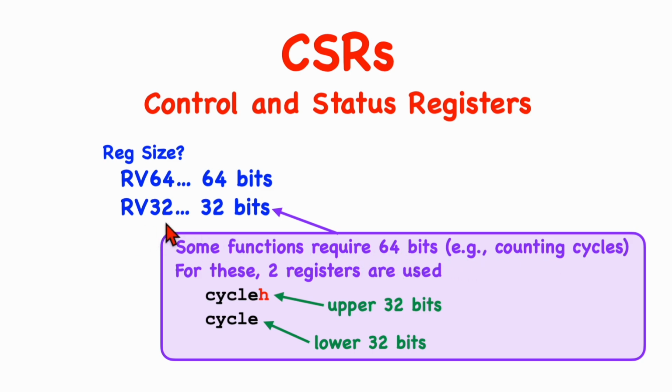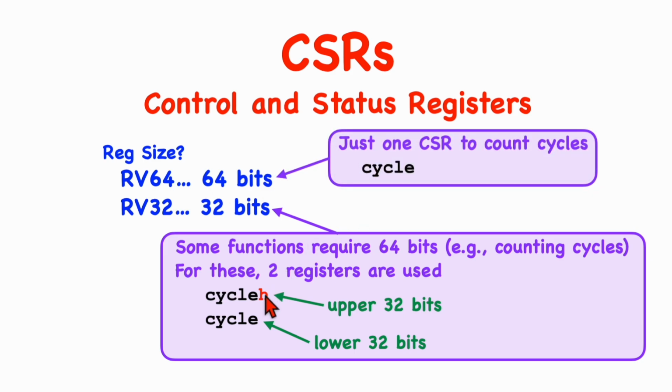So if we're running on a 32-bit core, for situations like this, we use two registers. They come in pairs like this, and the other register has an H appended to the end of the name. So cycle contains the lower 32 bits of a 64-bit value, and cycleH contains the upper half of the value. If we're running on a 64-bit machine, then we've got 64-bit registers, so we don't have the second H register. This technique is used not only for cycle, but for some other CSRs as well.